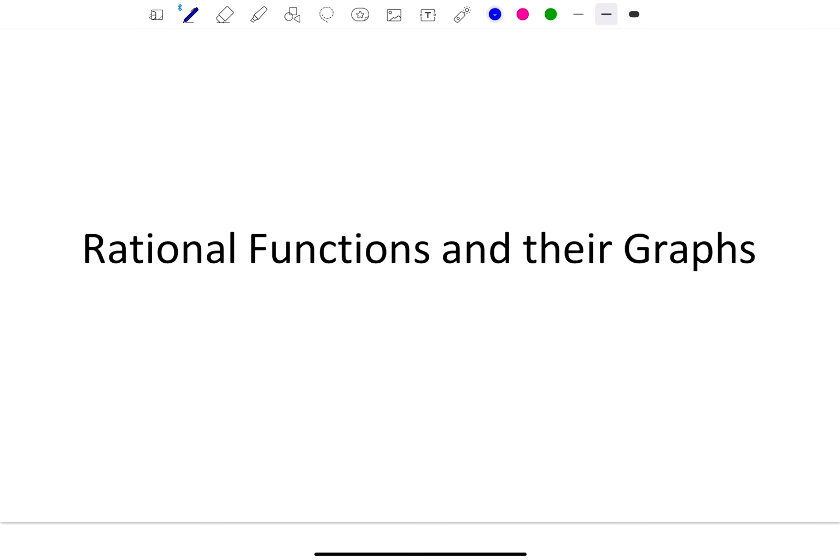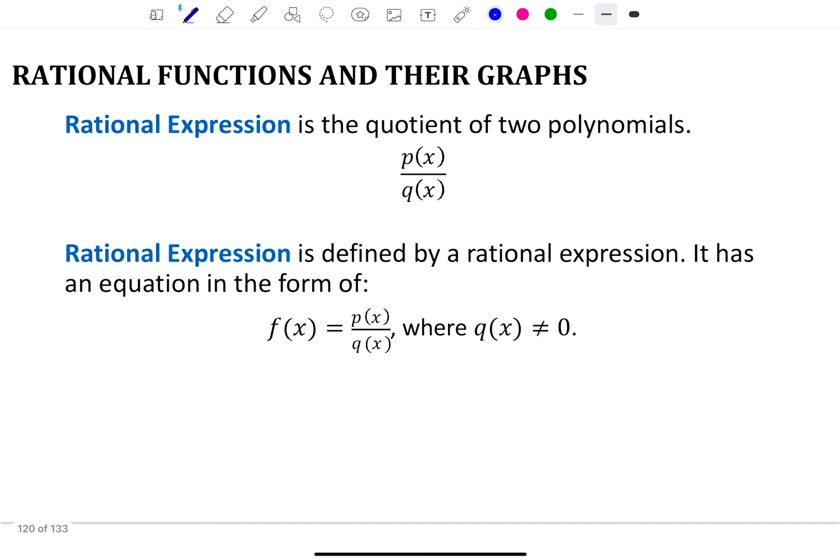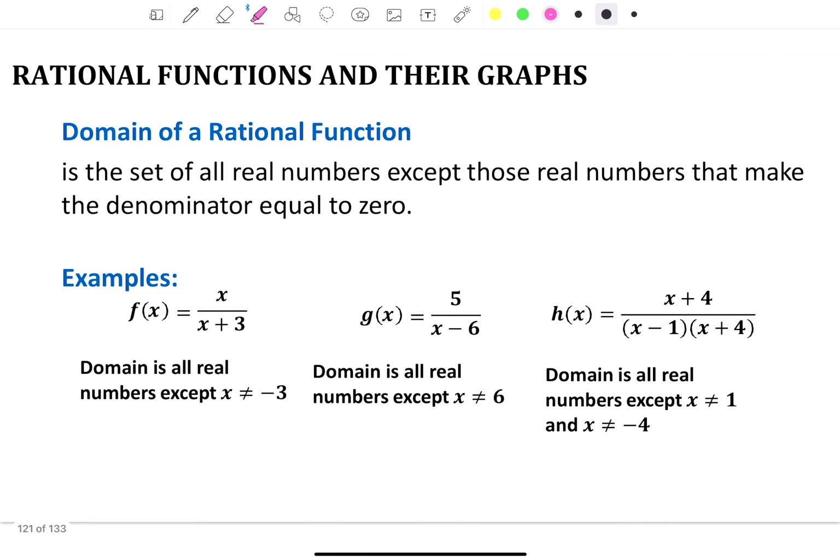This is part 1 video in graphing rational functions. A rational function is a function of the form p of x over q of x, where q of x is not equal to 0. The domain of a rational function is all real numbers except the ones that make the denominator equal to 0.